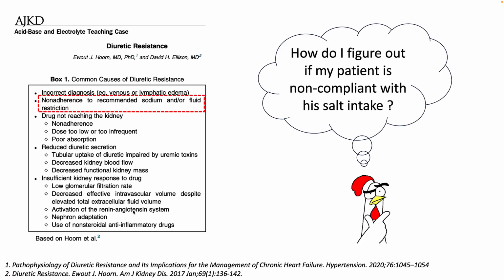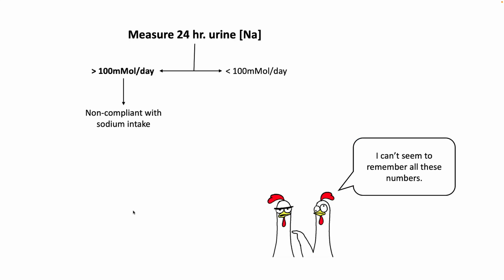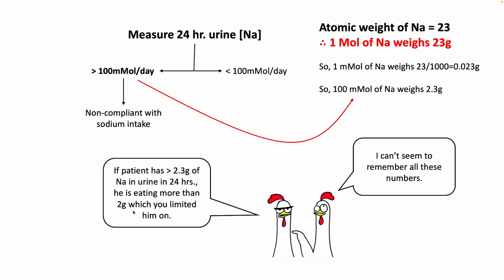But one of the most common things that you have to rule out is if your patient is compliant with salt intake. Simply put, you can measure 24-hour urine, and if your 24-hour urine has more than 100 millimole of sodium, that means the patient is non-compliant with sodium intake. If you remember your biochemistry, 100 millimoles is equivalent to 2 grams of sodium. So if the patient is eating more than 2 grams of sodium, his urine will have more than 100 millimoles of sodium.